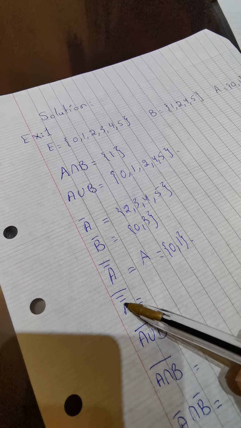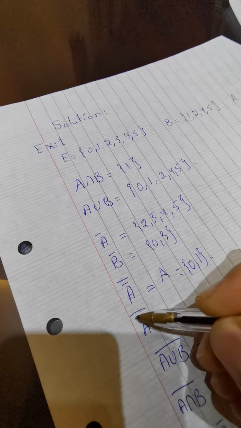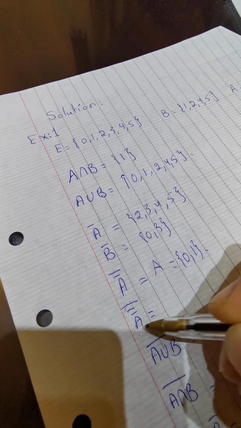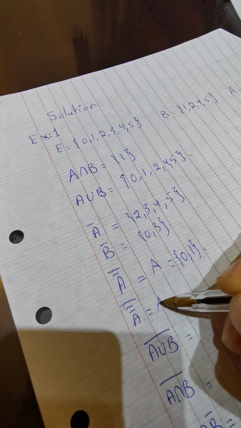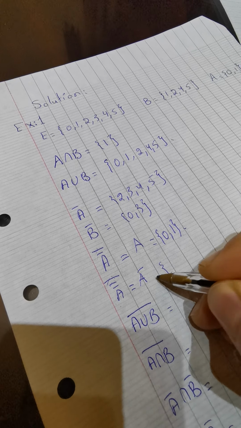Okay, here A bar bar bar, 3 bars. We said that every bar removes a bar. This bar will remove this bar. We will get only A bar. So A bar bar bar will be A bar. We will write A bar, which is 2, 3, 4, and 5.